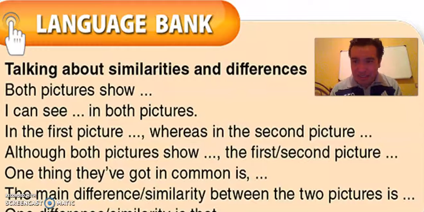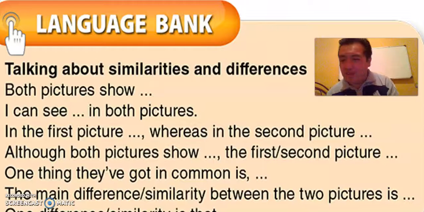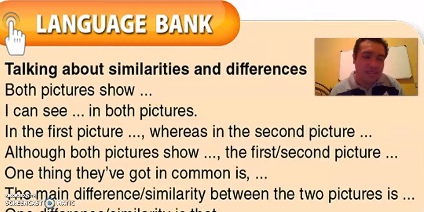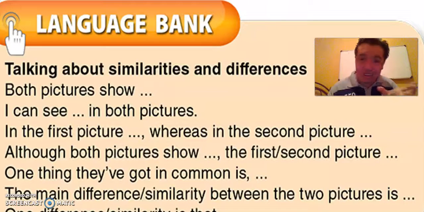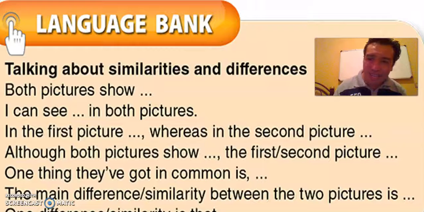what if the pictures are different? When they are different, we have to use other expressions. For example, this one. In the first picture, I can see a mountain, whereas in the second picture, I can see the sea, or something like this. In the first picture, I can see a telephone, whereas in the second picture, I can see a television. That means they are different. They have different things, so I cannot say both. I have to say in the first, in the second, in the picture A, in the picture B.